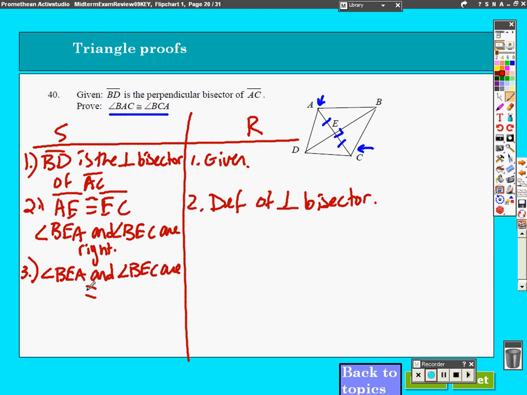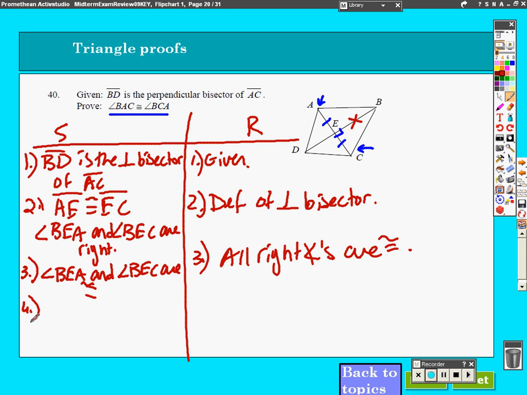are congruent. The reason that I use for this is that all right angles are congruent. Some people say definition of right angles, and that's completely acceptable as well. We also know that these two triangles share this side. And they share the side, which means it's congruent in both triangles. So side BE is congruent to itself, side BE, by the reflexive property.